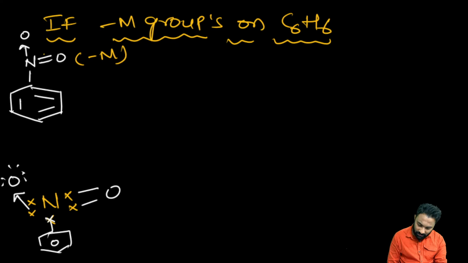Clear? Now this NO2 will be shifted towards this, and the pi bond will be shifted toward the oxygen. Then nitrogen will get the positive charge, and that positive charge will be stabilized by this pi bond.